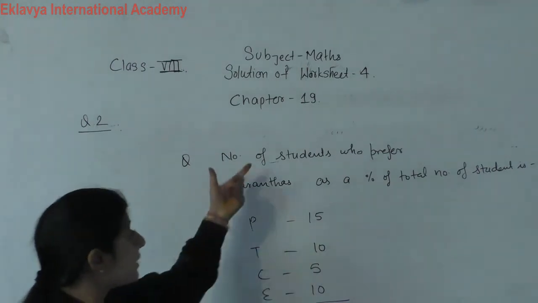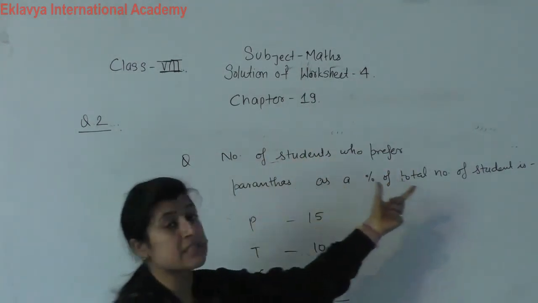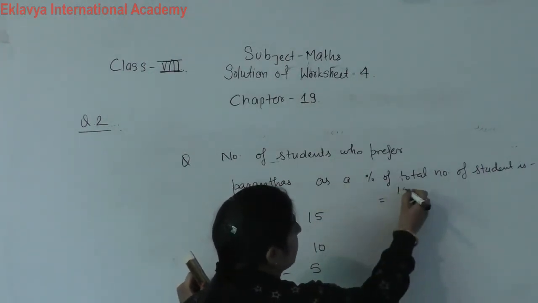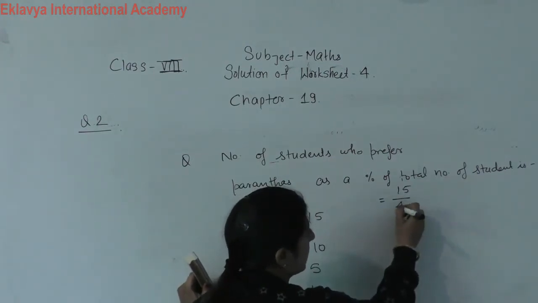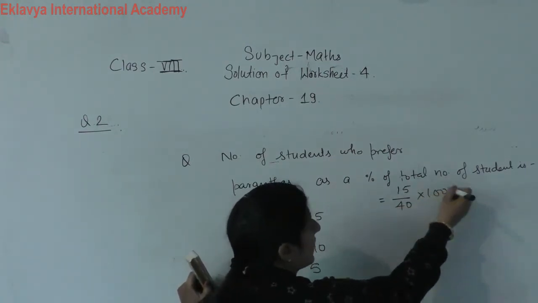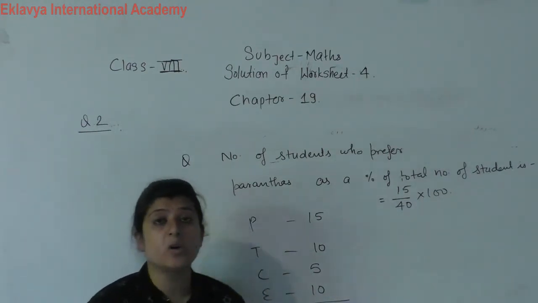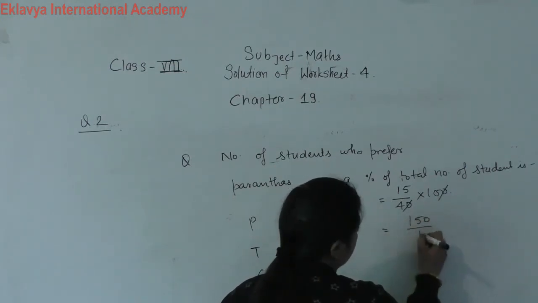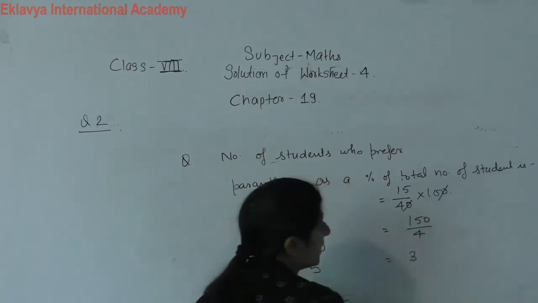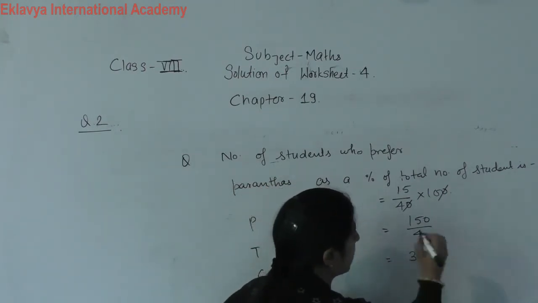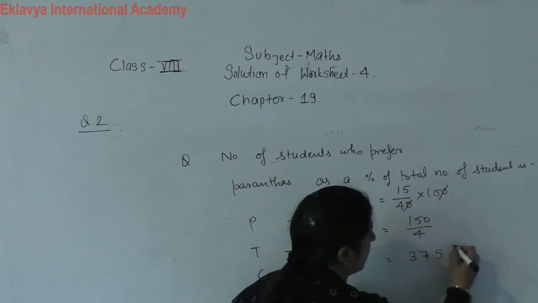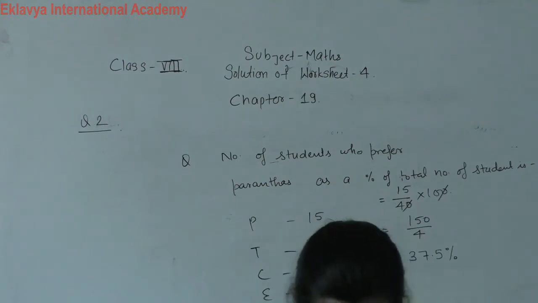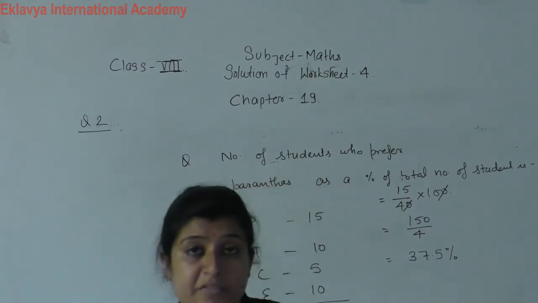What is the question? Number of students who prefer parathas as a percentage of total number of students. Then how to find out? Parathas number of students 15 divided by total number of students 40, multiplied by 100, because we want to change it into percentage. Now see, 150 divided by 4: 4 threes are 12, 30, 4 sevens are 28, 20, 4 fives are 20. It means our answer is 37.5%. So which option is correct? Your option D is correct for this.